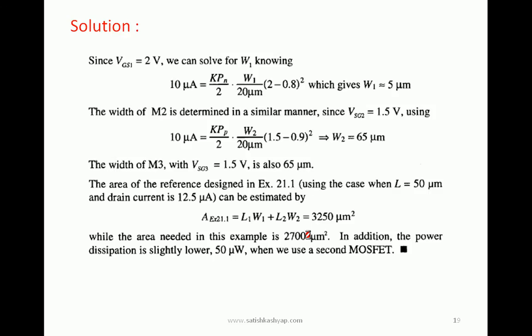And the power dissipation of this circuit is nothing but VDD into ID. ID is 10 microamperes given in the circuit, VDD is 5 volts. Multiply those two, and you will get the power dissipation as 50 microwatts. So this is how to design. Designing is nothing but calculating W by L. L will normally be assumed or given, and you simply calculate W.